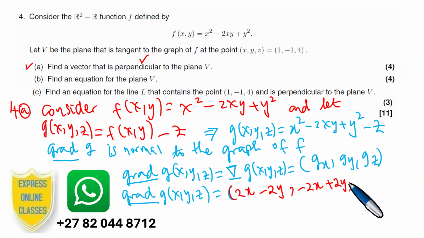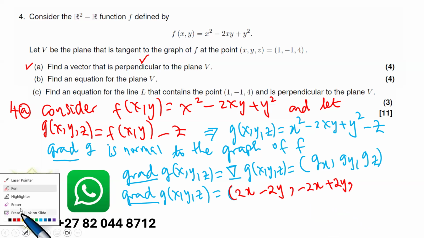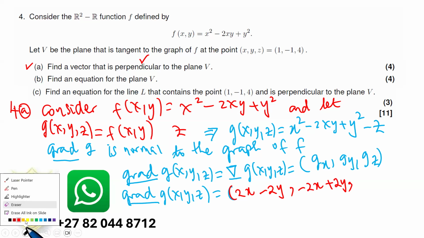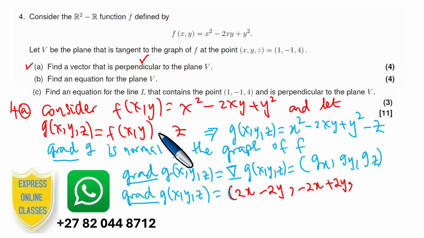Yes, please. My network wasn't working, but I don't understand why you introduced the new g. Yeah, the new function g. And why are we doing this derivative of g, the gradient of g?